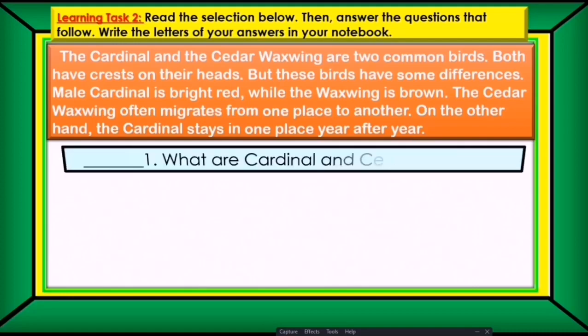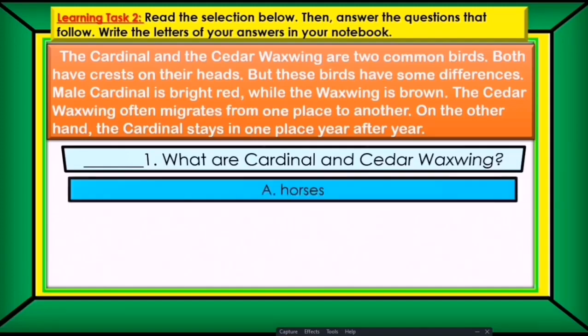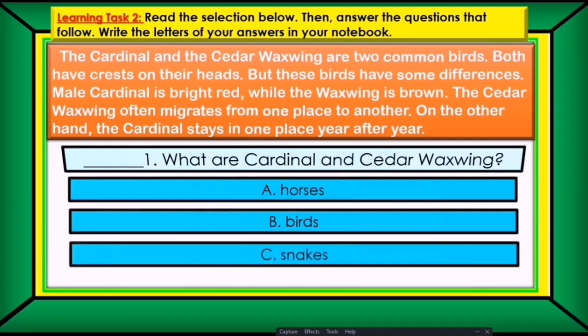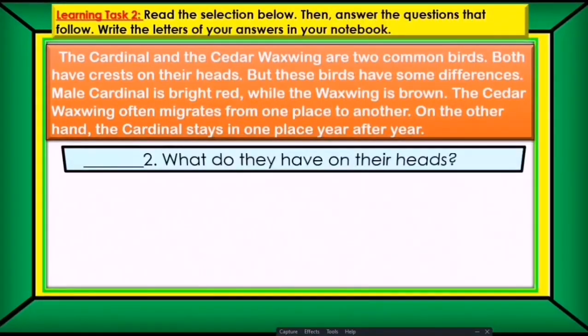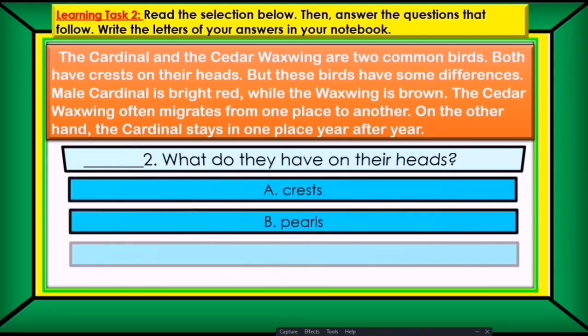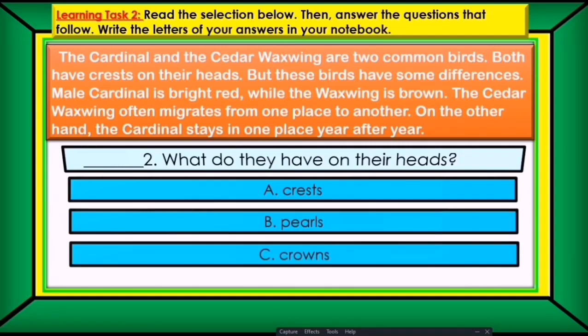The first one, what are cardinal and cedar waxwing? A. Horses. B. Birds. C. Snakes. What is your answer, by the way? Okay, if your answer is letter B, you got it right. So next question. What do they have on their heads? A. Crest. B. Pearls. C. Crowns. What is your answer? Good. Your answer is correct because A is the right answer.